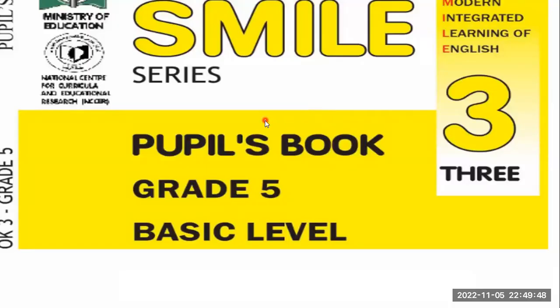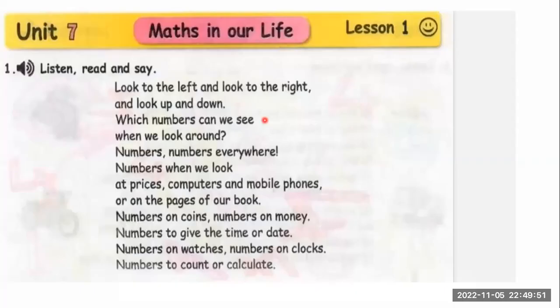Smile 3 Pupils Book, Grade 6, Unit 7, Lesson 1: Math in Our Life. Listen, Read and Say. Look to the left and look to the right and look up and down. Which numbers can we see? When we look around, numbers, numbers everywhere. Numbers when we look at prices, computers, and mobile phones, or on the pages of our book.